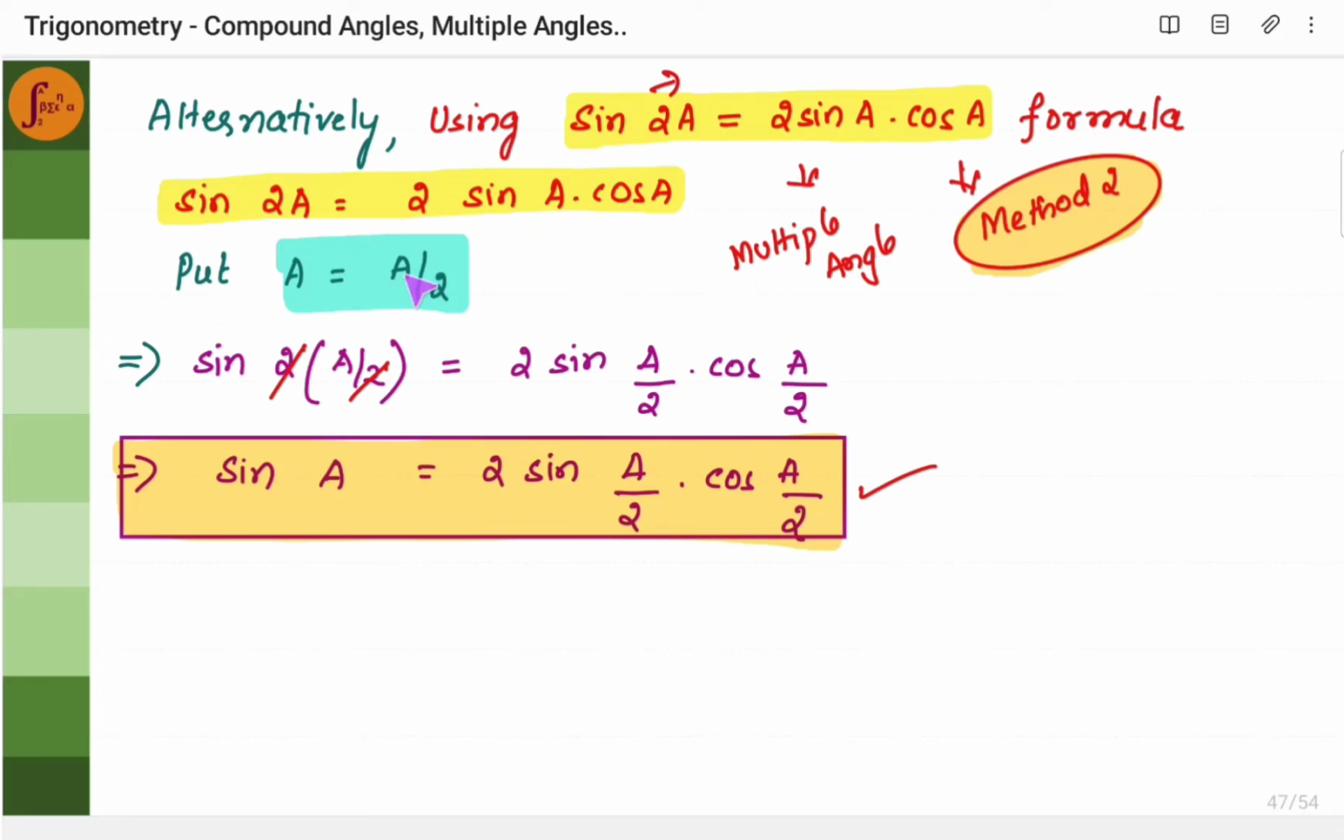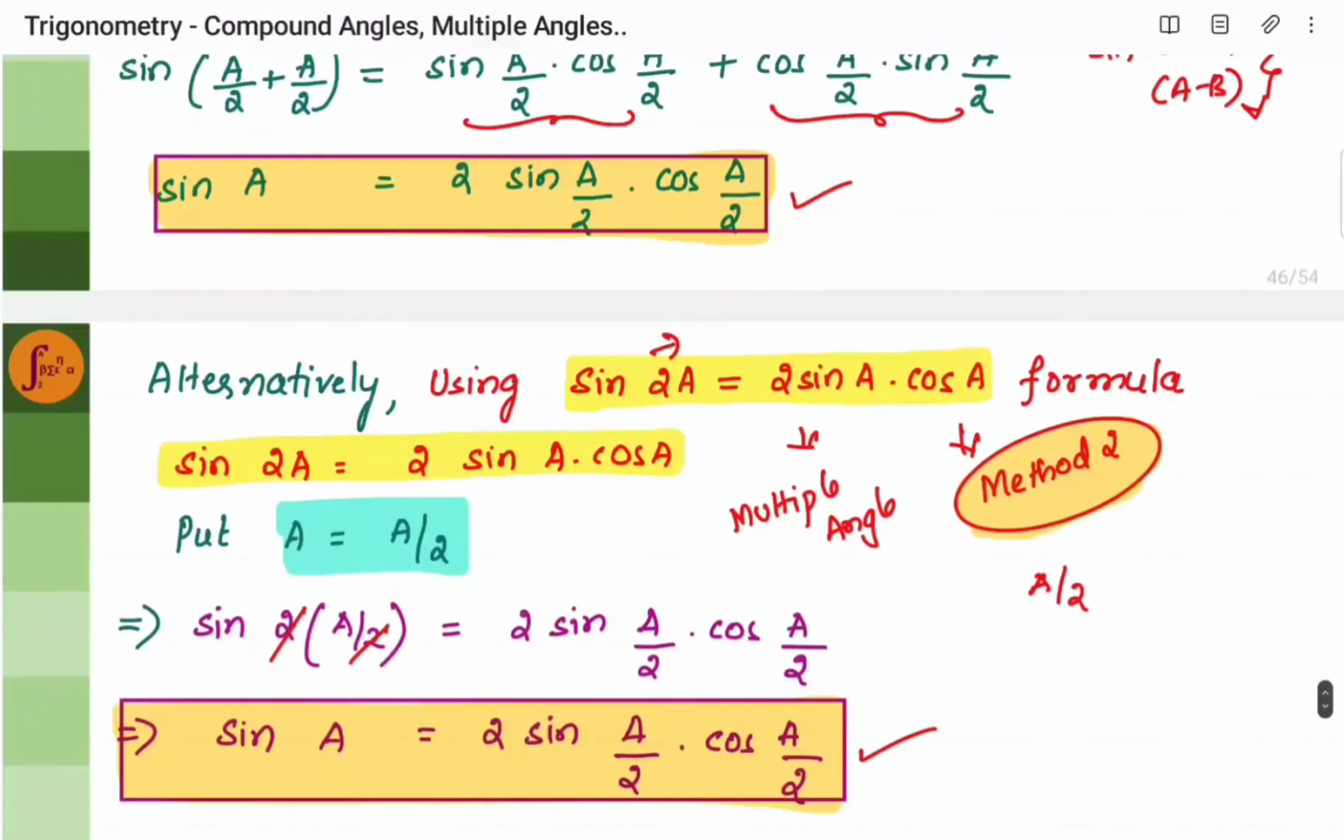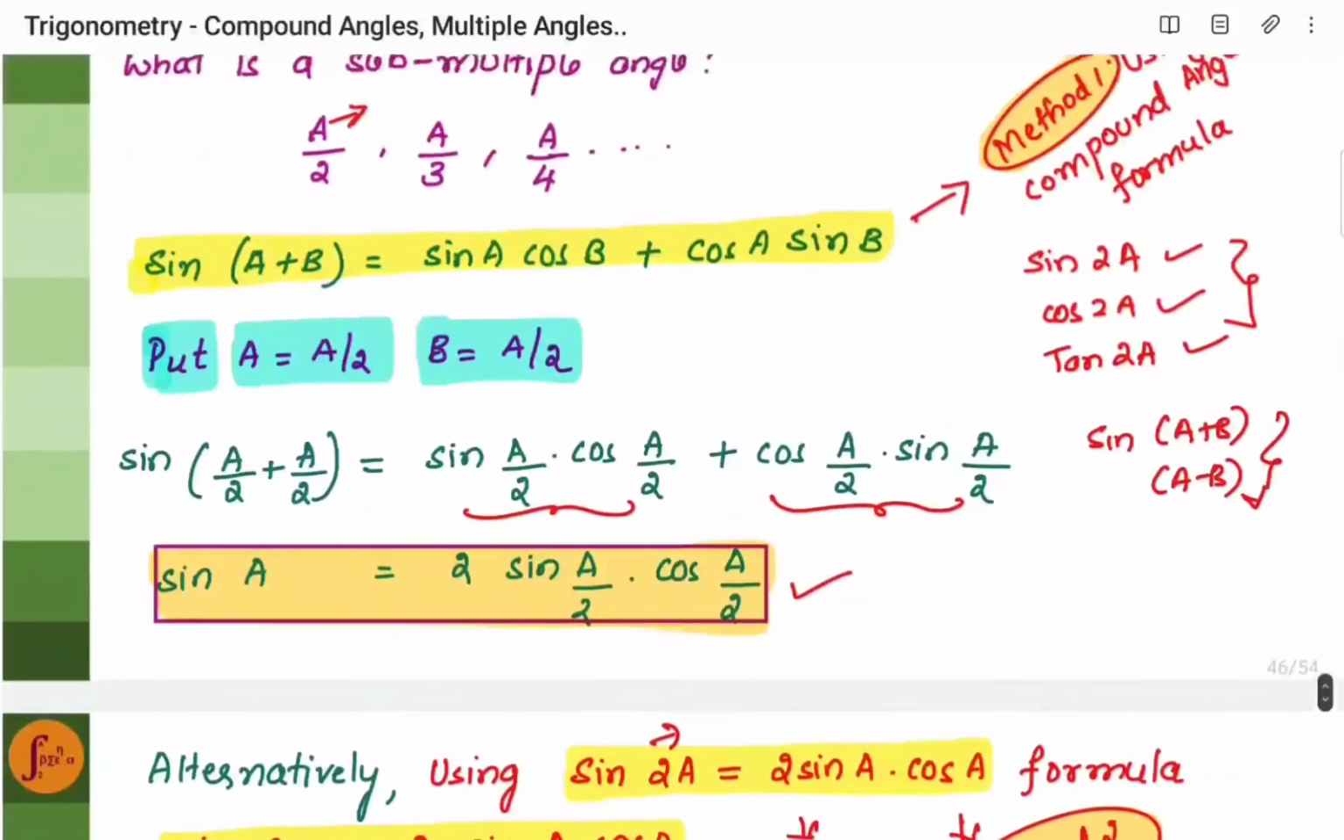Now here you'll put A equal to A by 2, because you want it in the form of the submultiple angle, that is A by 2. So instead of A, I'm putting A by 2. So what will I get? 2 sin A by 2 into cos A by 2. And here it is 2A, so 2 into A by 2. The 2 and 2 will get cancelled, and I'll be left with sin A. Sin A is 2 sin A by 2 into cos A by 2. Same thing. I've got the same answer, but I've used different formulas.